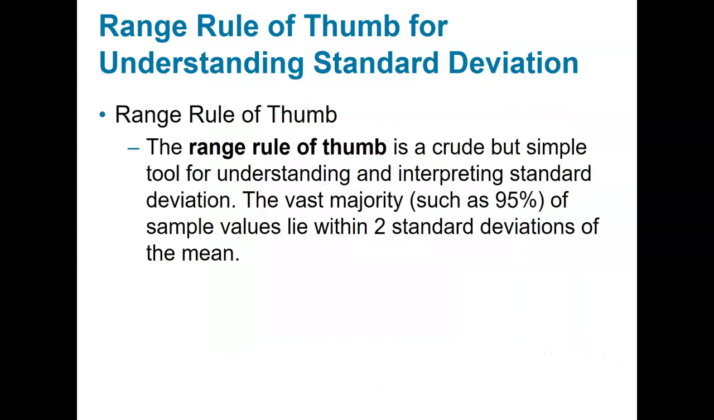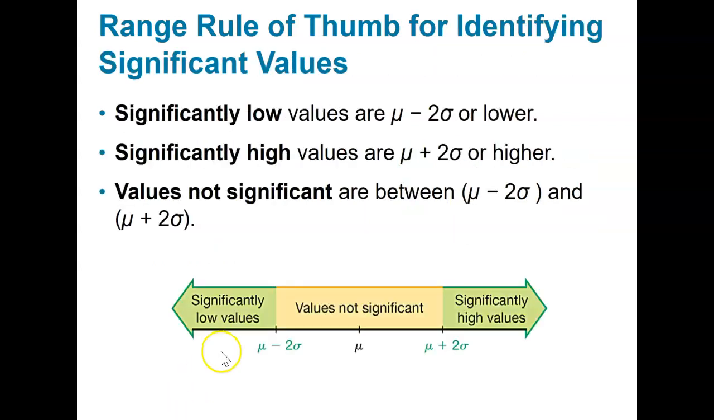The range rule of thumb is another way to understand the standard deviation. It's a very approximate but simple tool for interpreting the standard deviation. Since the vast majority, 95% of sample values, lie within 2 standard deviations of the mean, we can use this rule to find significant low values and significant high values. The values that are not significant are located within 2 standard deviations from the mean. Significant low values are located at the mean minus 2 standard deviations. Significant high values are located at the mean plus 2 standard deviations.